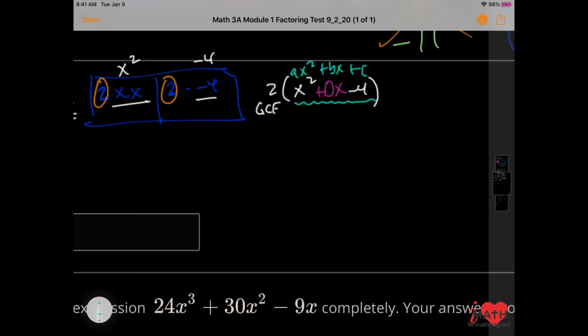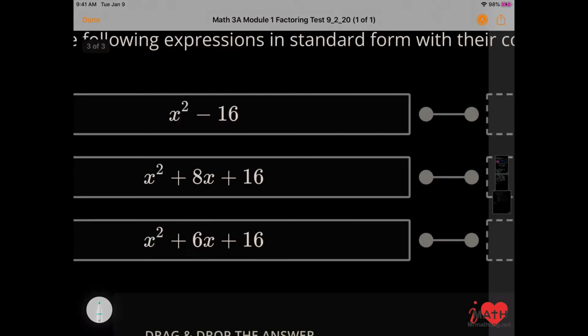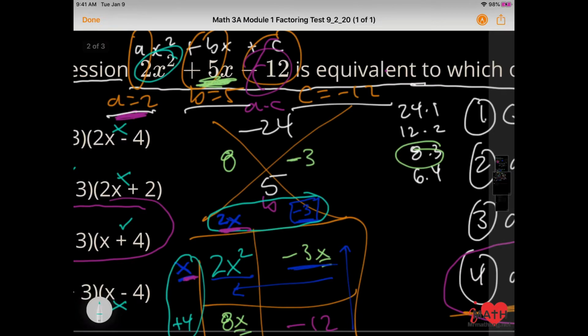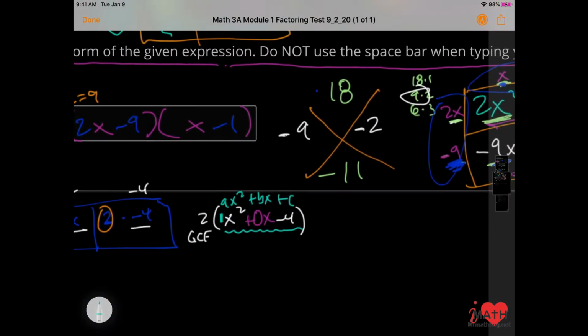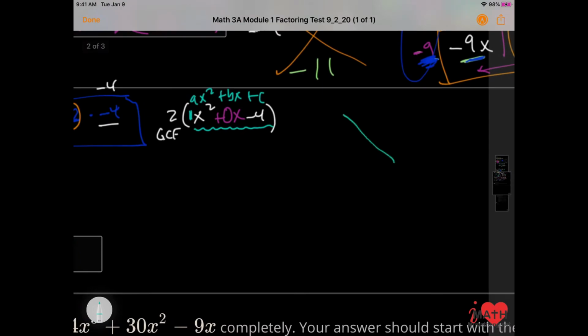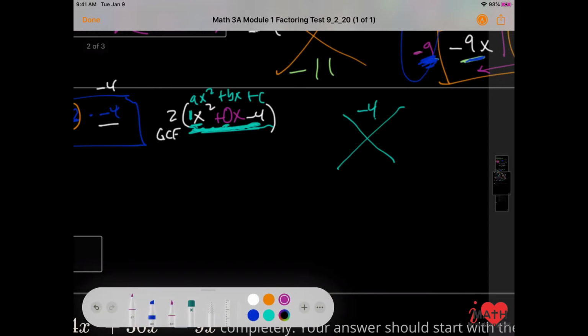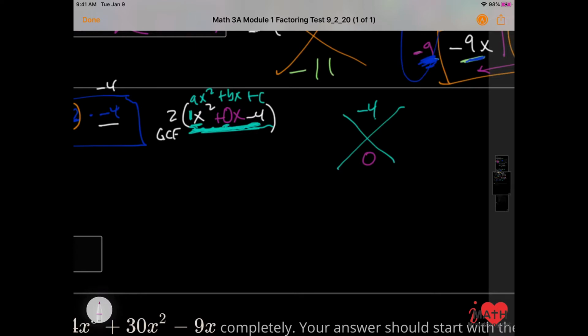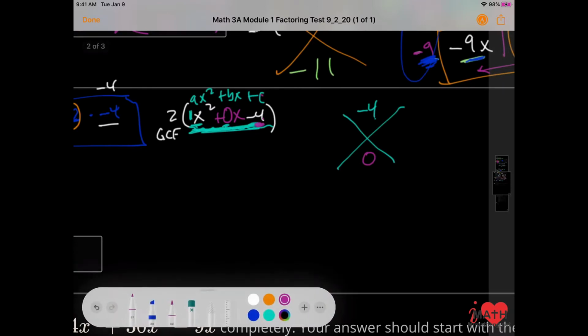And if you recognize your a value is 1 here, you only need to do the x. Sorry. We're only going to have to do the x. So in blue, again, down here, a times c is -4. My b value is 0. Remember, this -4 here doesn't have an x on it, so that's the c value. Okay, we need that. Super important if we do things like quadratic formula and other things.